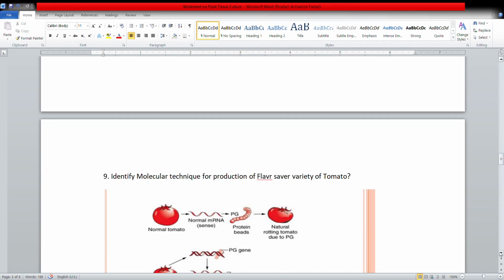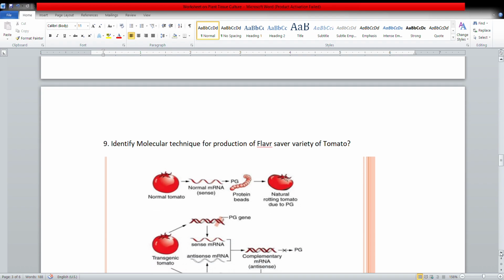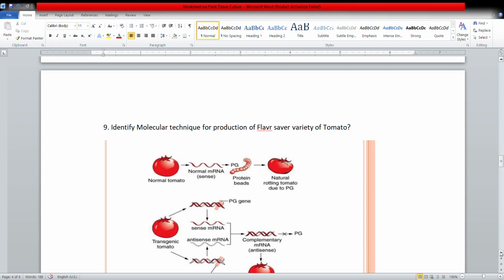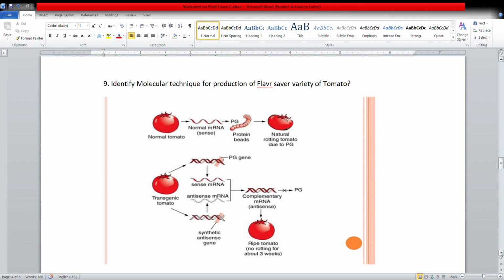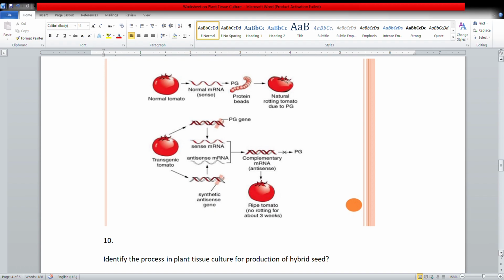Identify the molecular technique for the production of Flavr Savr variety of tomato. You know, I have already discussed antisense RNA technology. Okay, so normal mRNA, that is messenger RNA, codes for polygalacturonase enzyme responsible for ethylene production. So scientists have inserted the antisense complementary RNA against the sense RNA, and due to complementary mRNA hybrid duplex formation, no synthesis of polygalacturonase enzyme occurs, and no ripening of the fruit occurs as quickly as in the normal tomato. So antisense RNA technology is the technique through which we can prevent the quick ripening of tomatoes.